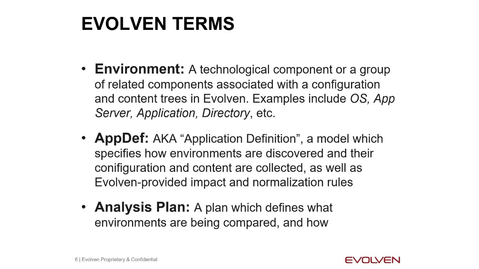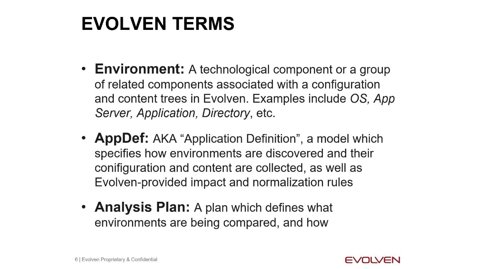And when we use the word app def, also known as application definitions, this is the model that specifies how environments are discovered and collected. So think of it as essentially a template. The template goes out and says, this is how you would find this thing, and then this is what you should collect. If you think of a simple folder collector, it would say, here's where the directory should be. If you find that directory, then go and collect the details.